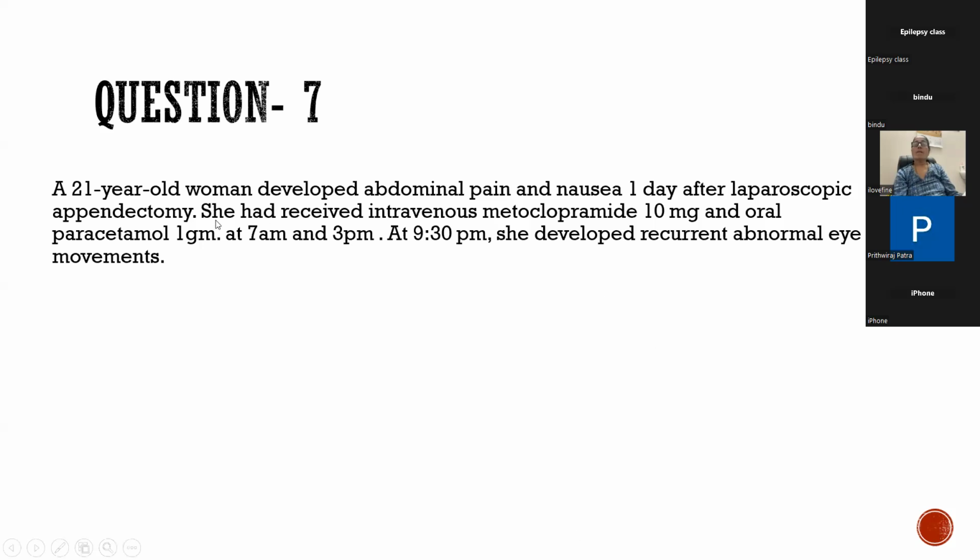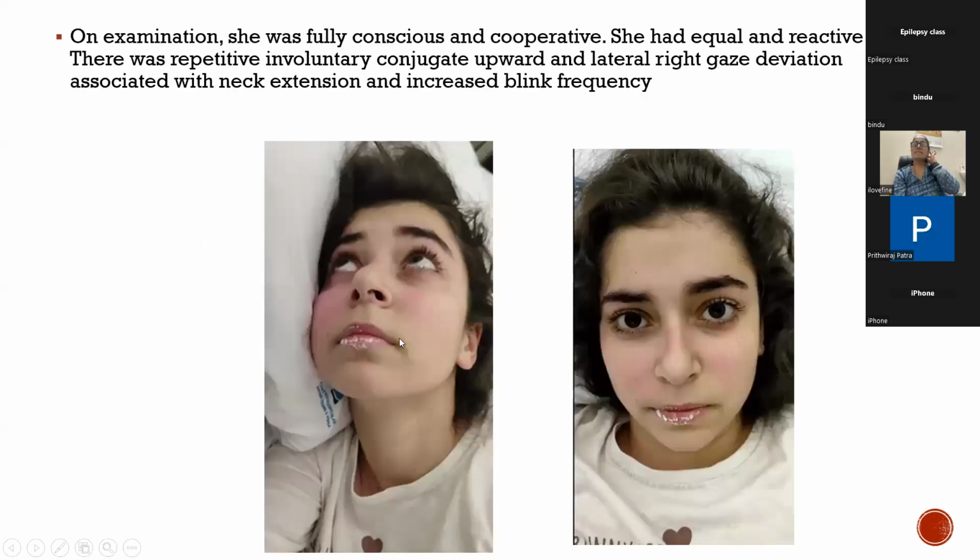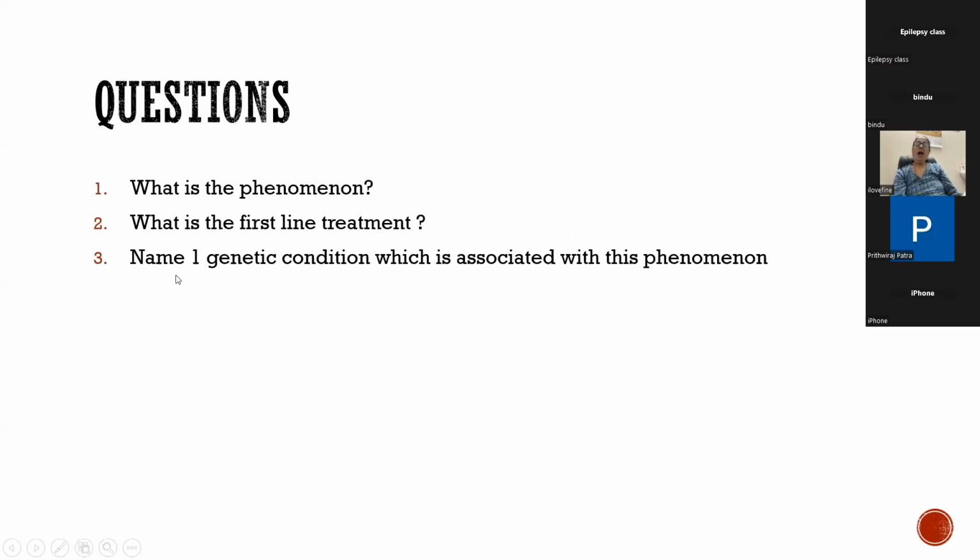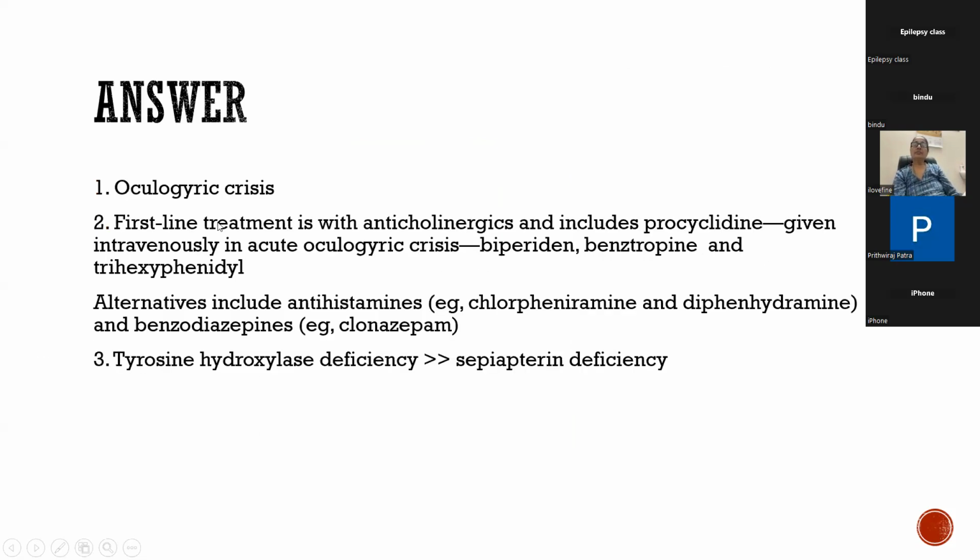So the next question was a 21-year-old woman who presented with abdominal pain, and after an injection of metoclopramide, developed this tonic eye deviation, and after treatment she became normal. So the phenomenon is oculogyric crisis. So the first line treatment is with anticholinergics, which include procyclidine, promethazine, given intravenously in acute oculogyric crisis.